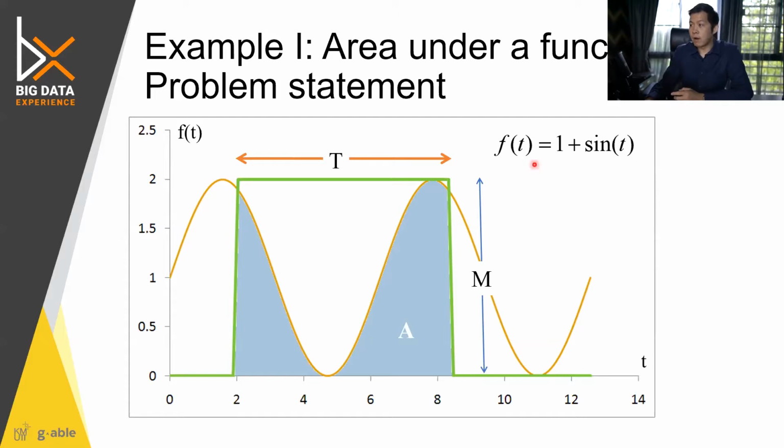We know that if you plot a graph of a function like 1 plus sine t, it looks like this. This graph has the height of m, which is 2 for this one, and the width of t, depending on the time that you want to do the integration. You can think of this as the limit of the integration from one point to another point, and you are trying to estimate the area under the curve of this graph. So how to do estimation in this case?